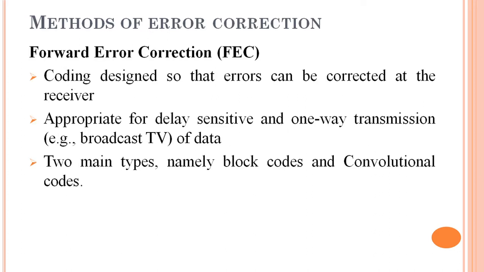There are two types of error correction techniques available. The first technique is forward error correction. Forward error correction means a code is designed in such a way that the error can be corrected at the receiver. This type is used for one-way transmission, for example broadcasting a television signal of data. Two coding techniques are available under forward error correction. The first one is the block code and the second type is the convolutional code.